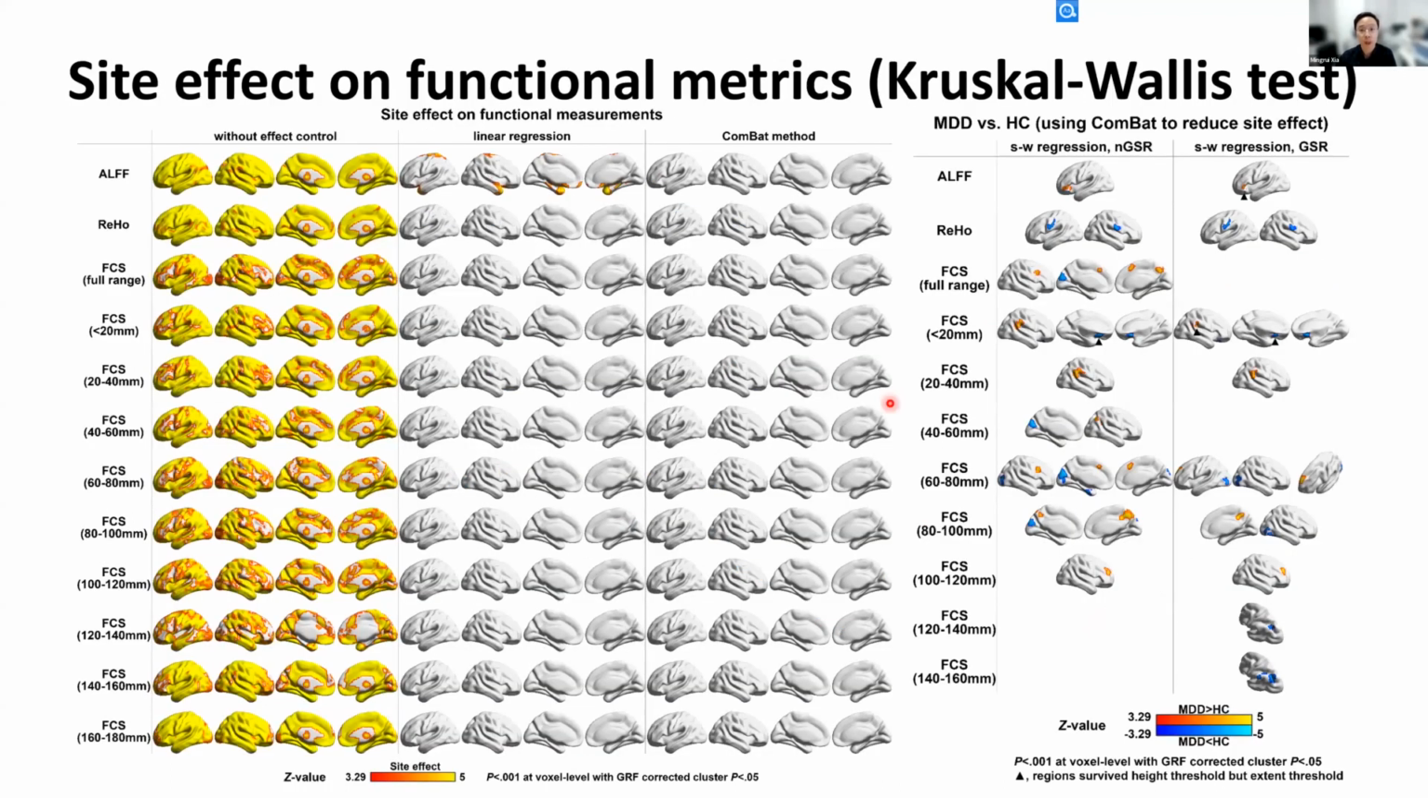For the raw data, we observed a very strong site effect on every functional metric all over the brain. This yellow region indicates between-site differences on these metrics. These results highlight the importance of data harmonization across centers. Methods like ComBat and some linear regression can effectively remove the site effect and increase the reproducibility among data from different centers. Actually, we are currently also developing some deep learning-based methods to do the harmonization.